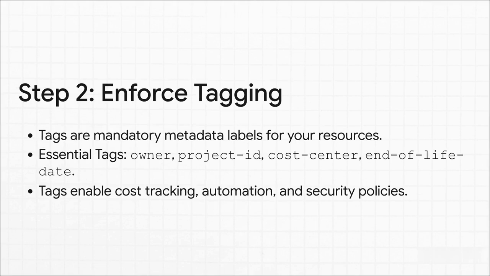Next up, tagging. Think of tags as non-negotiable metadata labels. If naming gives you context, tagging gives you control. By making tags like owner, cost center, and especially end-of-life date totally mandatory, you're laying the groundwork for all your automation. You can track costs, assign responsibility, and most importantly, you know exactly when an experiment is supposed to end.